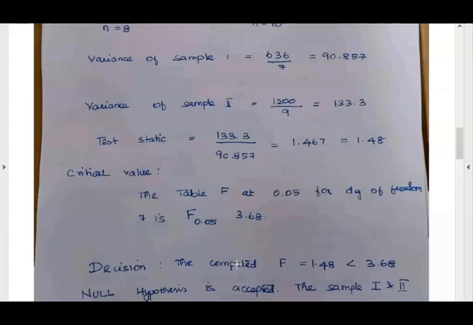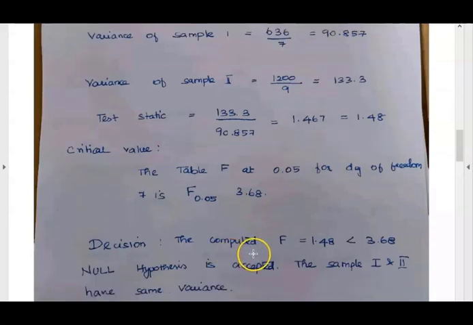From this I am deriving the decision that the computed F value from my two populations, 1.48, is lesser than the table value that I have got for the significance level 0.05, which is 3.68. So the value of F that I have computed is smaller than the value that I have observed from the F table for the 0.05 significance level. Therefore, I am accepting the null hypothesis and concluding that samples 1 and 2 have the same variance.